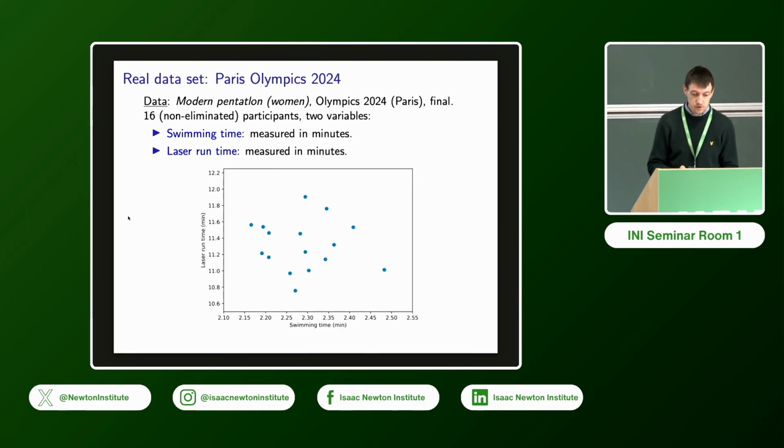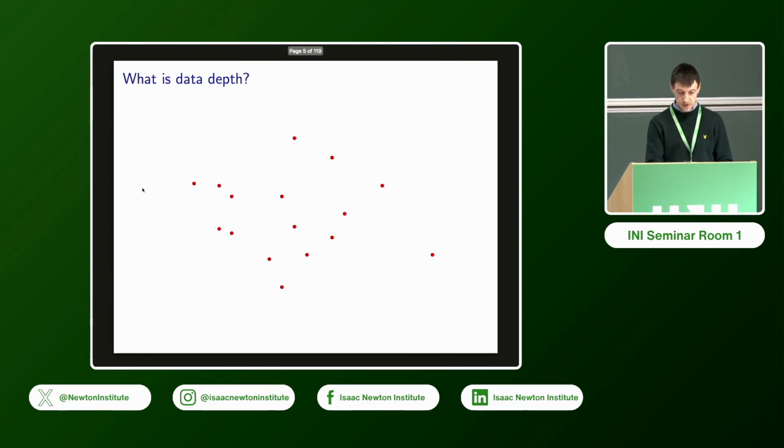So in August 2024, there were the Summer Olympic Games in Paris. I took from there a data set of the final of the female modern pentathlon, and we will look at two variables, the swimming time and the laser run time, both measured in minutes. We will use it as our toy data to take a look at something.